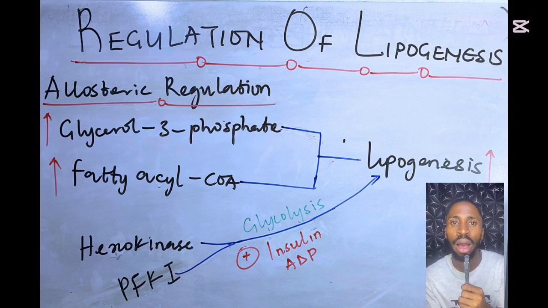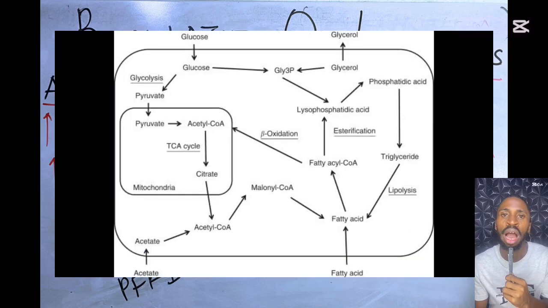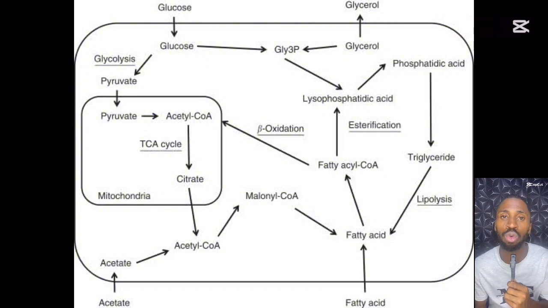And also when you are increasing acetyl-CoA formation for acylation of fatty acid, you are also stimulating lipogenesis. But if you want to inhibit them, you just decrease the amount of glycerol 3-phosphate formation. When you decrease glycerol 3-phosphate formation, you are inhibiting lipogenesis but stimulating lipolysis. Because in lipolysis, you are breaking down TAG to form 3 moles of fatty acid and glycerol.